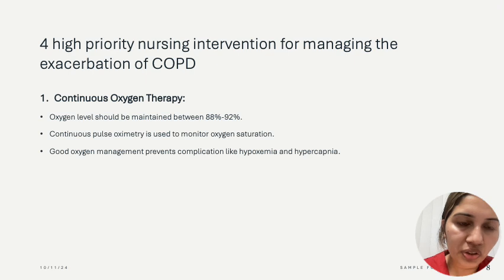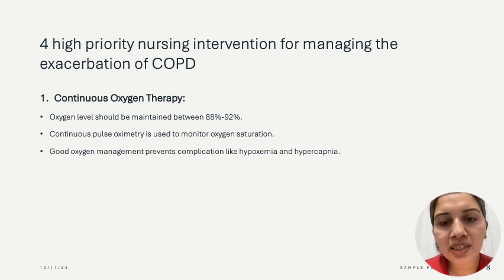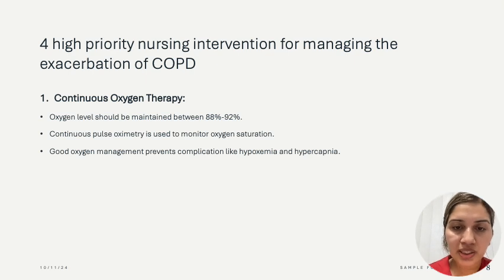First of all, continuous oxygen therapy. Oxygen levels should be maintained between 88 to 92%, especially for COPD patients, and continuous pulse oximetry is used to monitor oxygen saturation. Good oxygen management prevents complications like hypoxemia and hypercapnia.